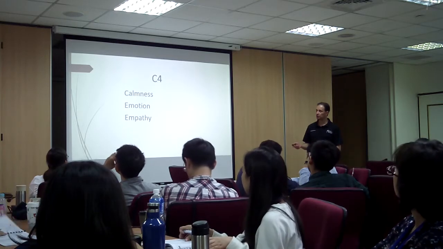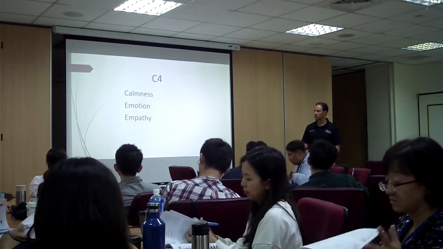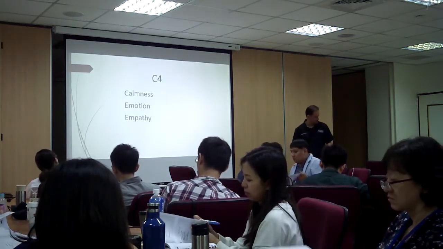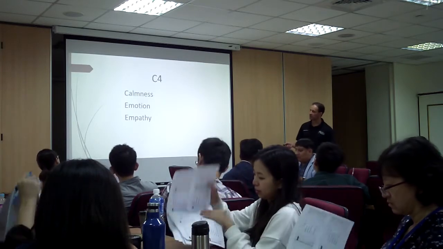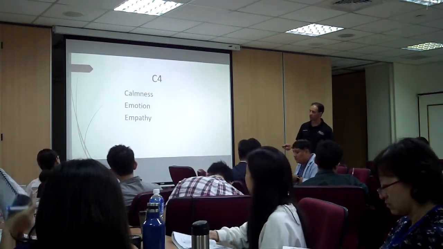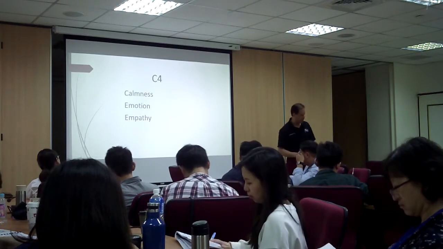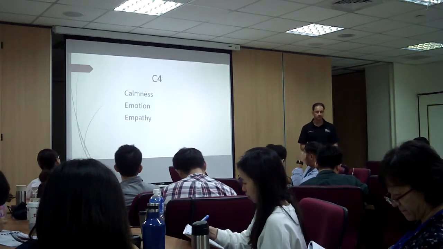C4 for calmness, emotion, and empathy. Remember, the right side of the brain is your social side. So you want the client to be more calm, to handle their emotions better, we want to have more empathy. That's a good side to train.